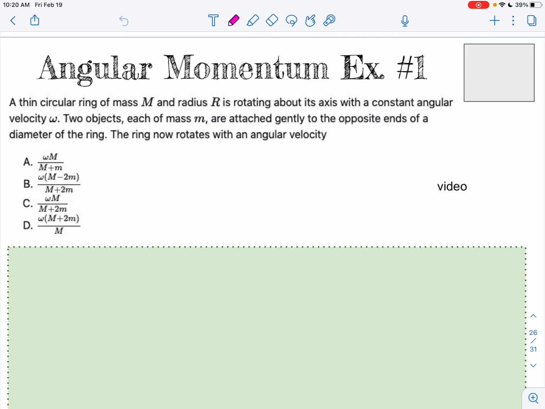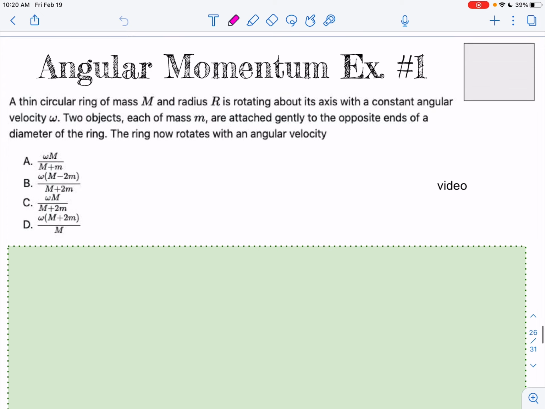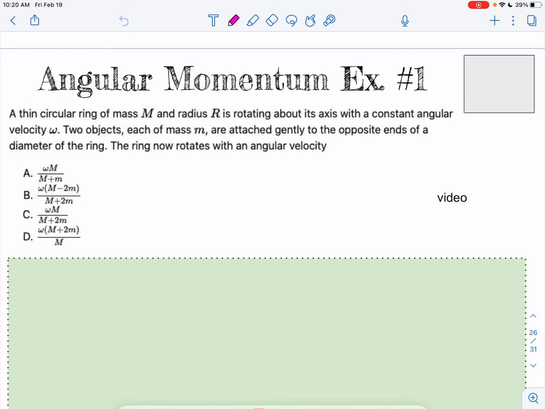Okay, so here's an angular momentum problem. A thin circular ring of mass m and radius r is rotating about its axis with a constant angular velocity omega. So I'm assuming the axis would be here and the ring is rotating around like this, like a hula hoop, with a constant angular velocity of omega.